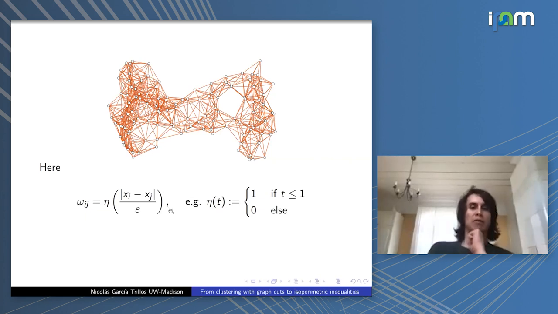Okay, so here for a choice of epsilon and maybe some choice of kernel eta, in this case, this very, very simple 0-1 kernel, you would obtain a graph like that one. And of course, it's important to remark that this epsilon here is a parameter that a user chooses.